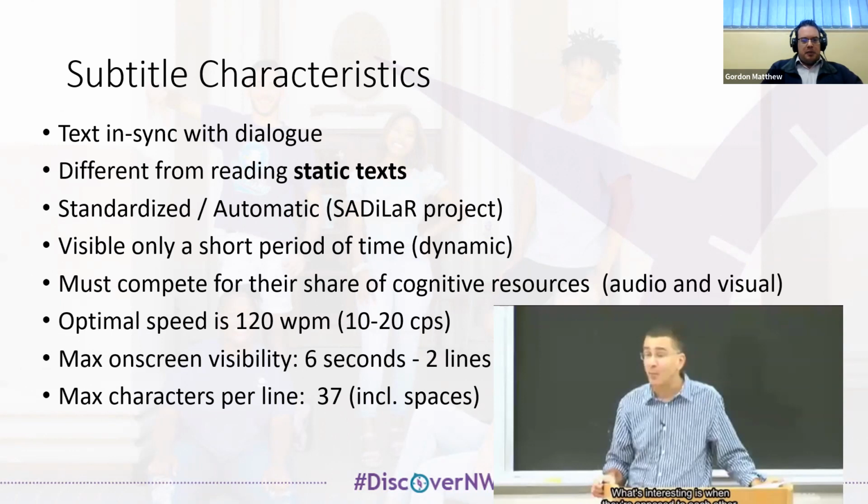The other problem with subtitles is that they must compete, sharing cognitive resources with the audio and the visual components of the video. Generally, the optimal speed for subtitles is 120 words per minute, which is around 10 to 20 characters per second. The maximum on-screen visibility is 6 seconds, usually for 2-line subtitles. For 1-line subtitles, you can halve that, 2 to 3 seconds. And each subtitle line has about 37 characters displayed, including spaces and punctuation.